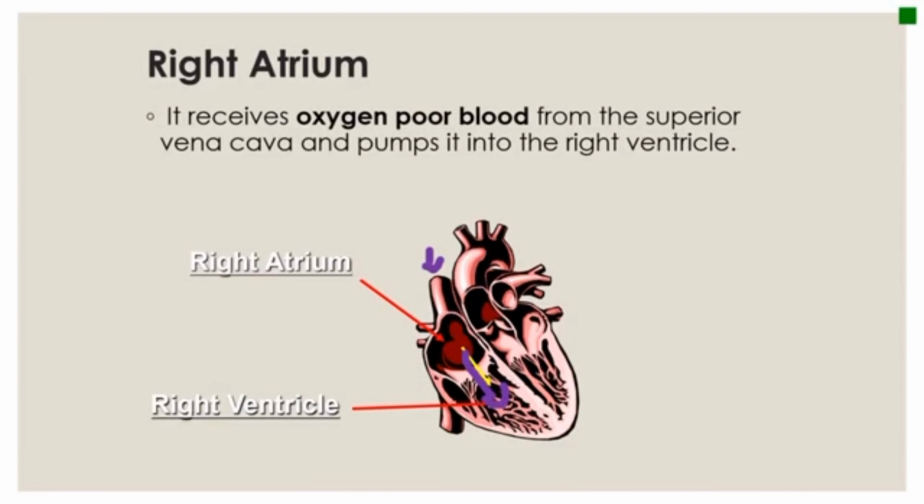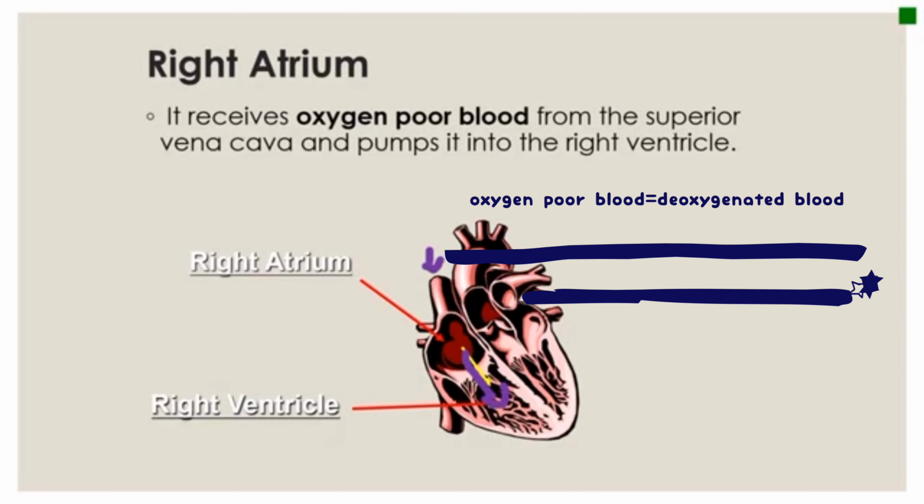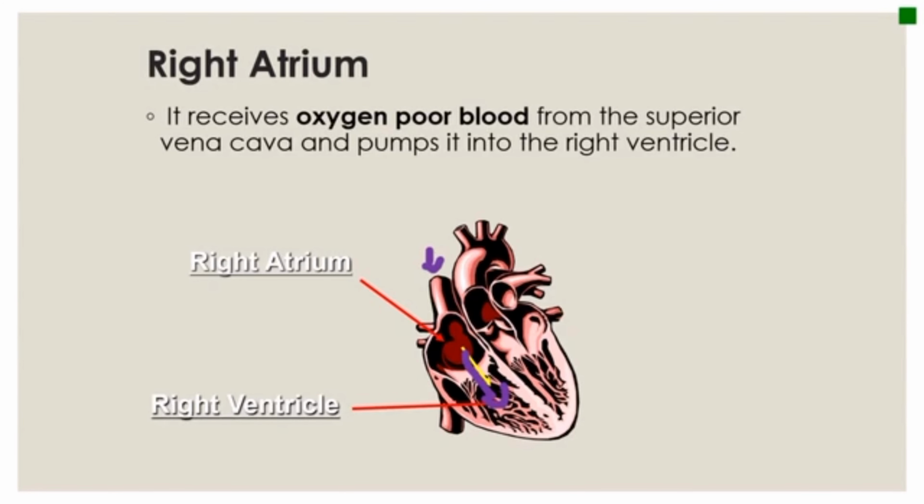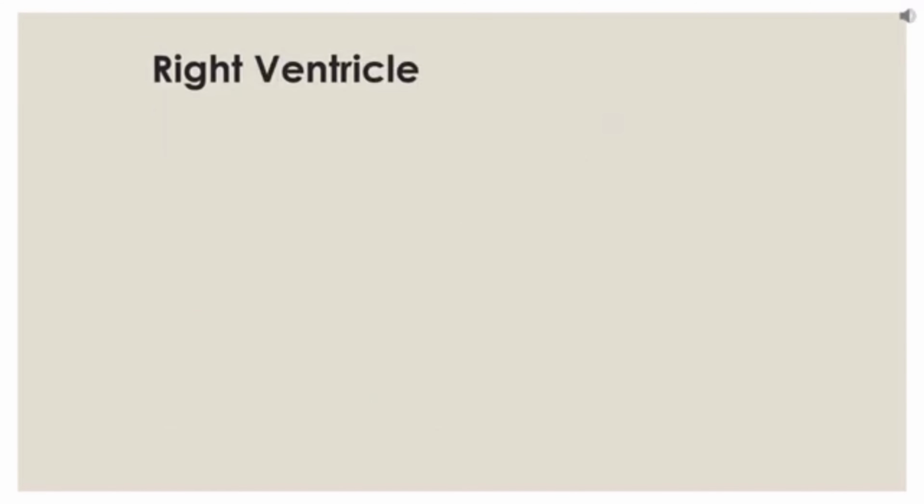Now let's move to the right atrium. The right atrium receives oxygen-poor blood from the superior vena cava and pumps it to the right ventricle. So the right atrium is here. It receives oxygen-poor blood from the superior vena cava and pumps it to the right ventricle. So the blood flows from the right atrium to here, the right ventricle.